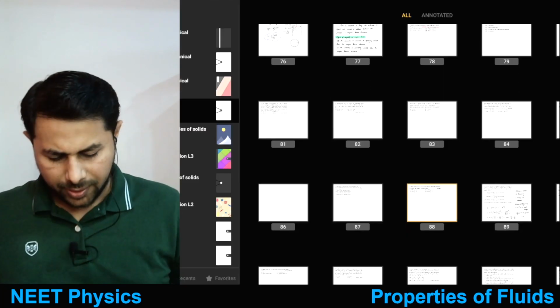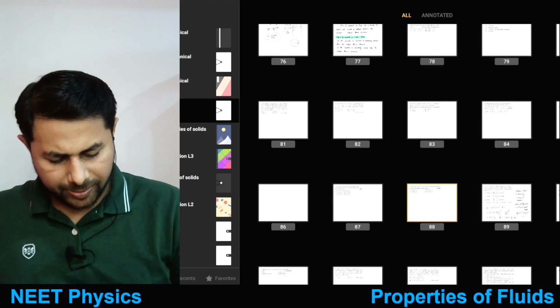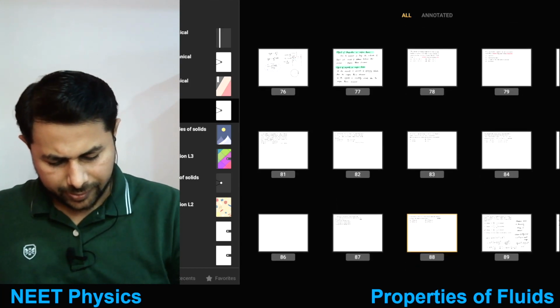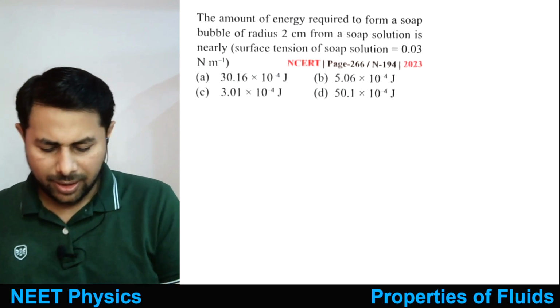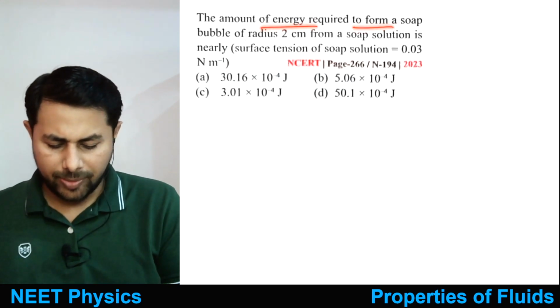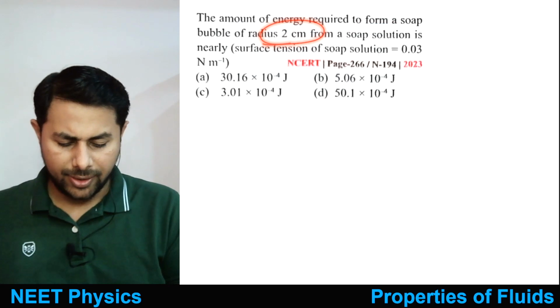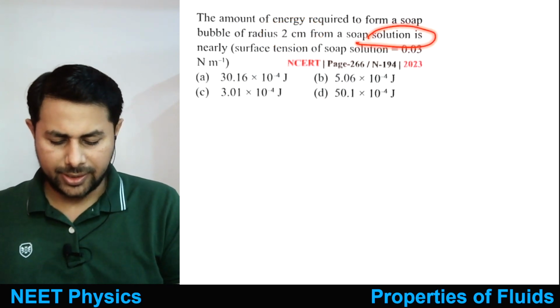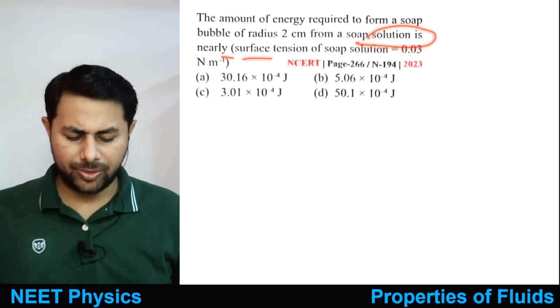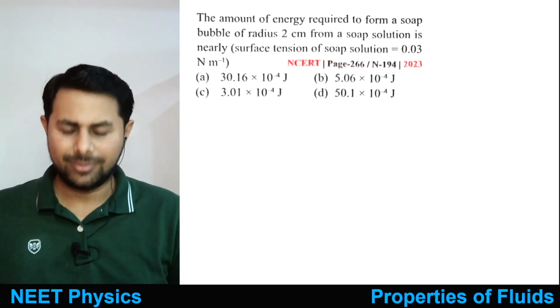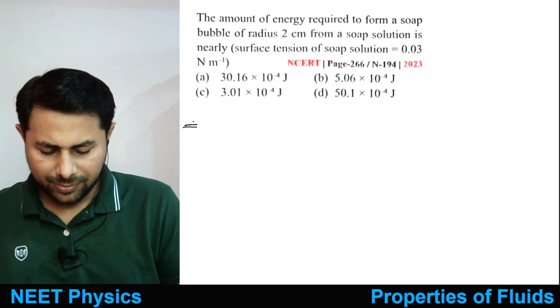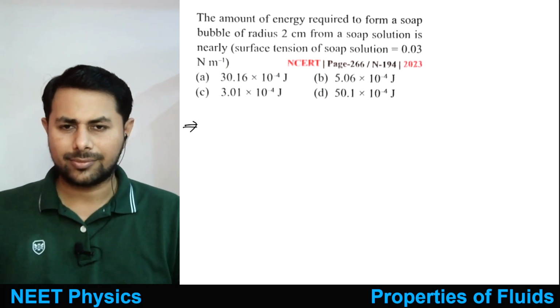Let us solve some problems based upon this. This one is from NEET 2023. The amount of energy required to form a soap bubble of radius 2 cm from a soap solution is nearly. The surface tension of soap solution is 0.03 Newton per meter. Tell me.